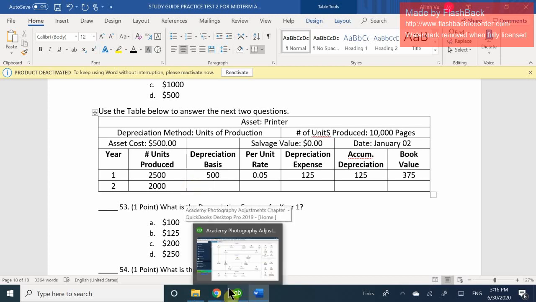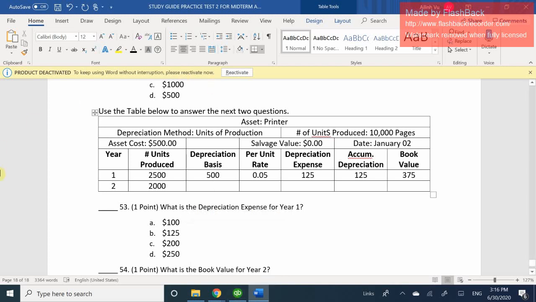All right, and then what? Let's go ahead and solve for the last one. What is the depreciation basis for the second year? The cost of the asset minus the salvage value, which gives you 500. 0.05 is the rate still. Yep.